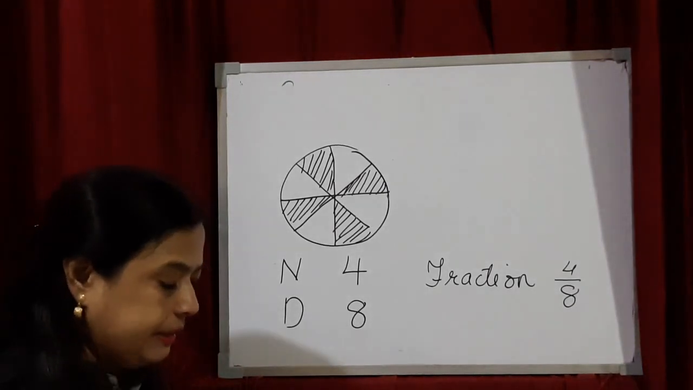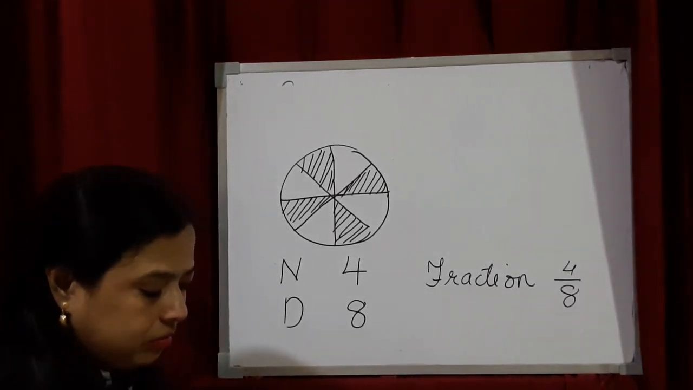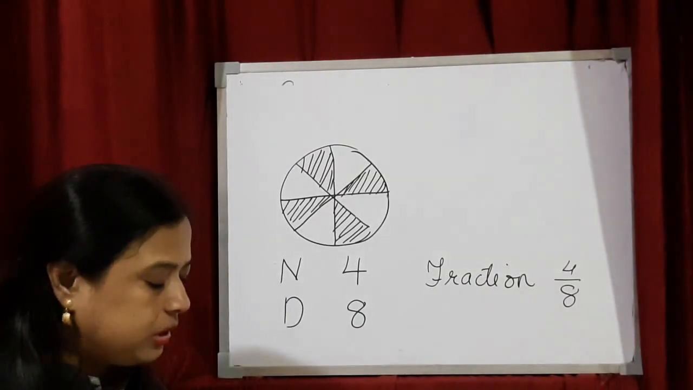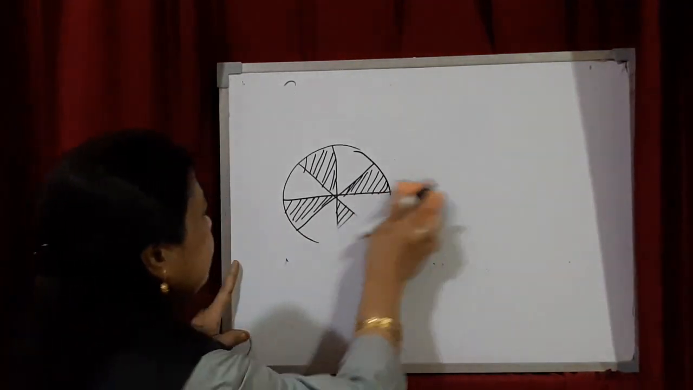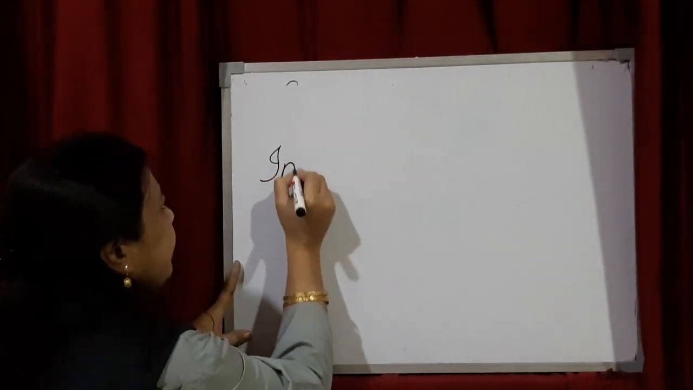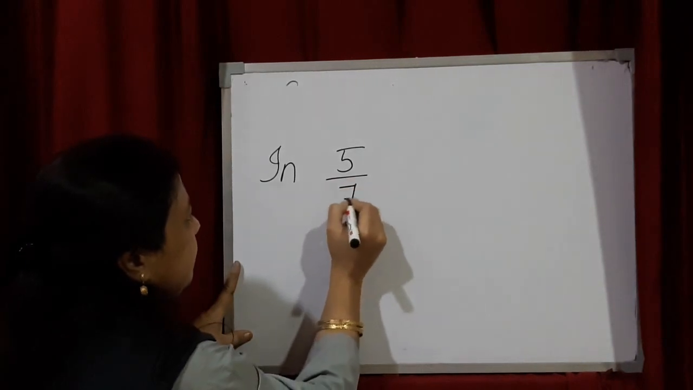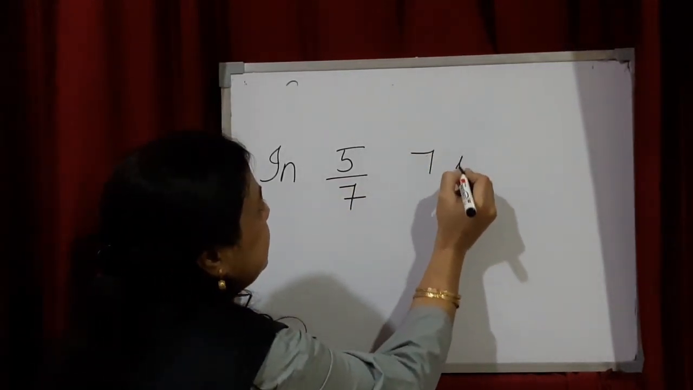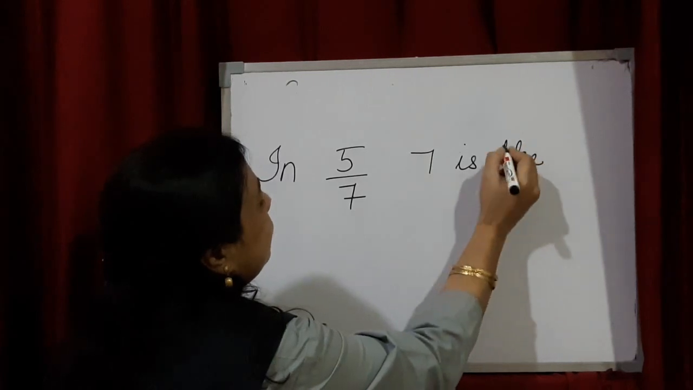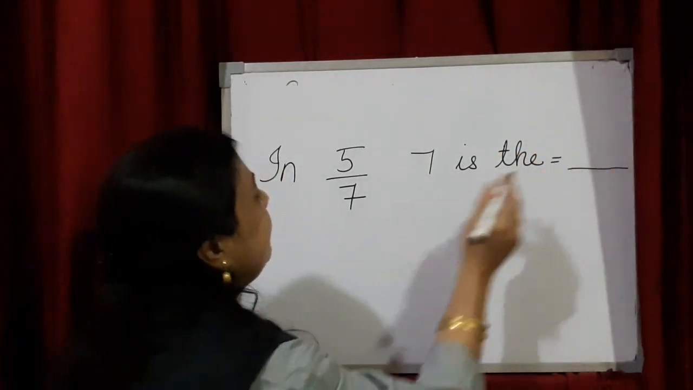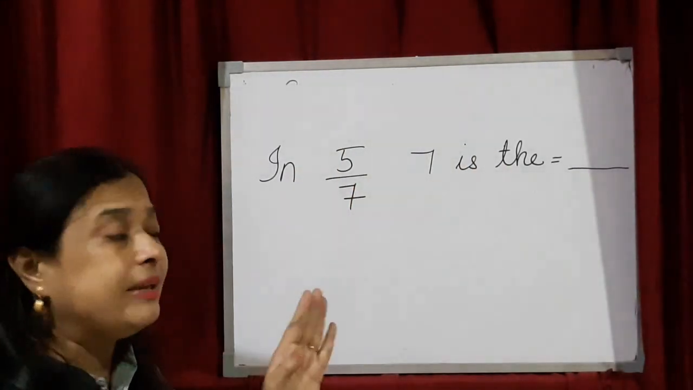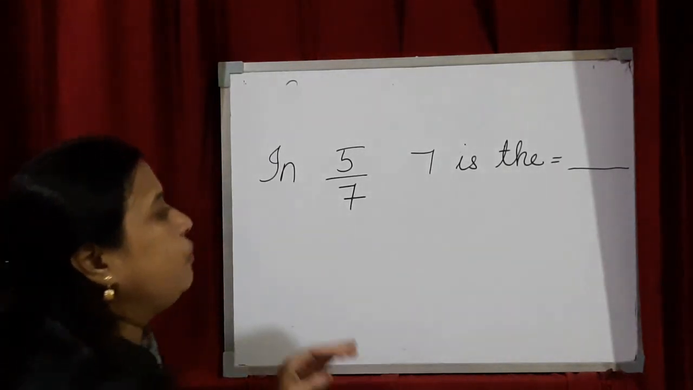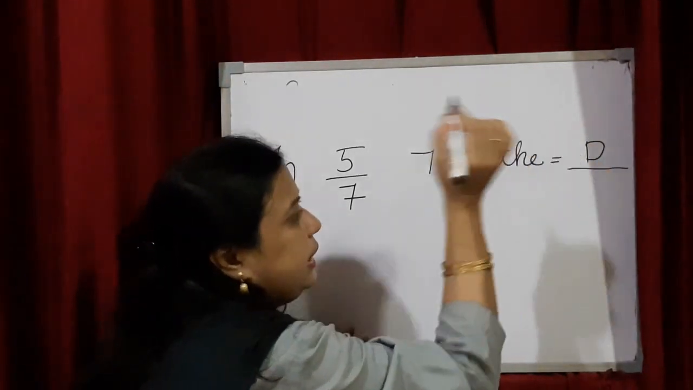Now what is given in C? Fill in the blanks with N for the numerator and D for the denominator. So here also, children, I will show you what is given in the first one. Here it is given 5 upon 7, 7 is the blank. Okay, so here only one number is specified, in 5 upon 7, 7 is the. So what is 7 here? 7 is the denominator. So you will just write D over here in the blank.